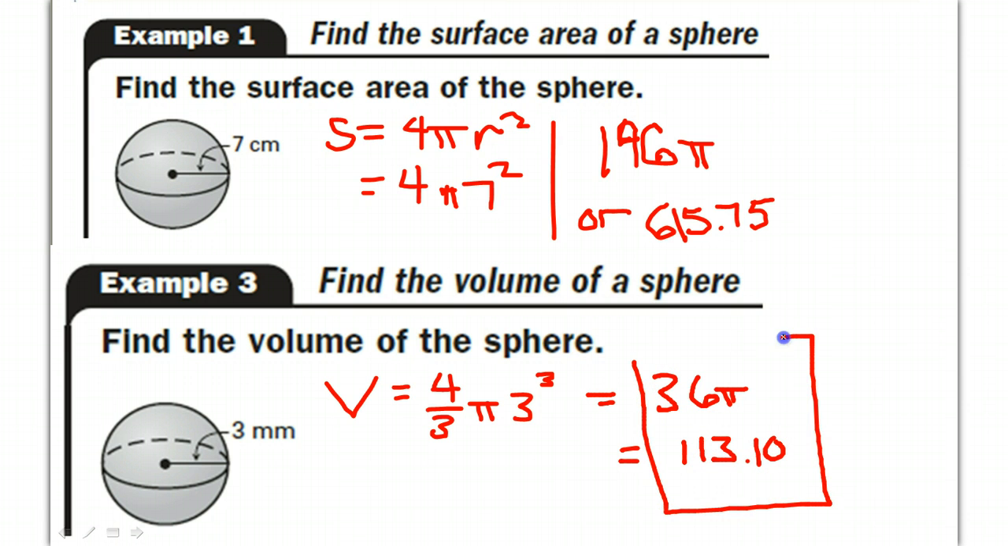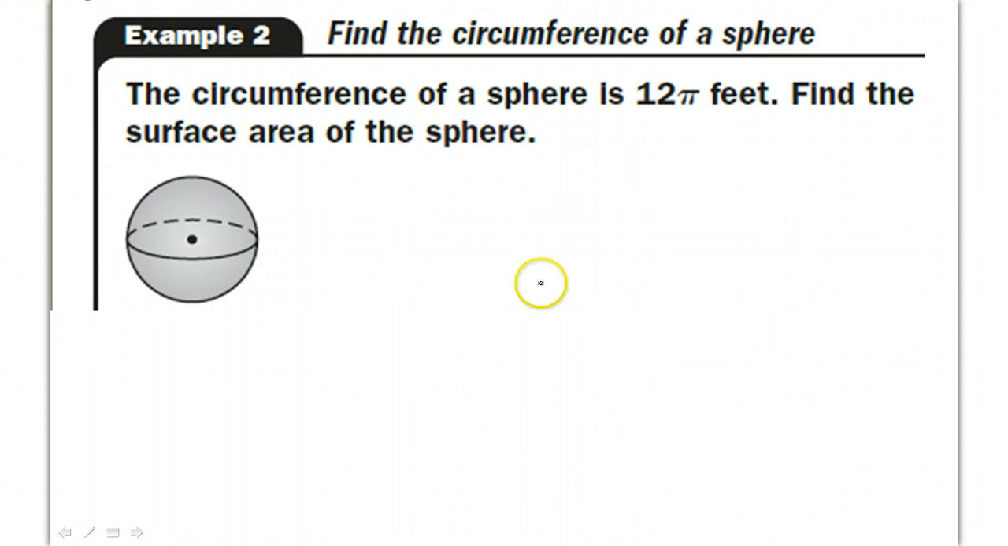Okay, any questions so far? Alright, going back to example 2. Anoop and Evan, example 2 takes one extra step more than example 1 or 3 did. So please pay attention. The circumference of a sphere is 12 pi.